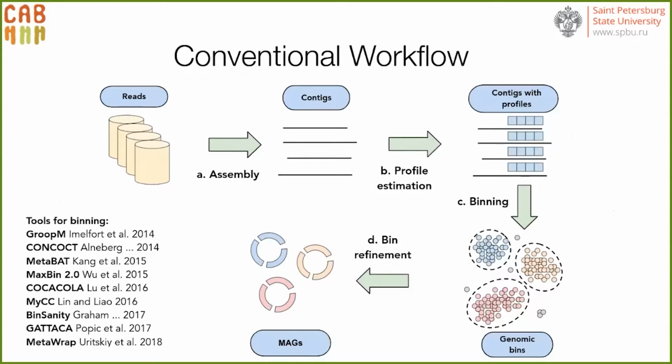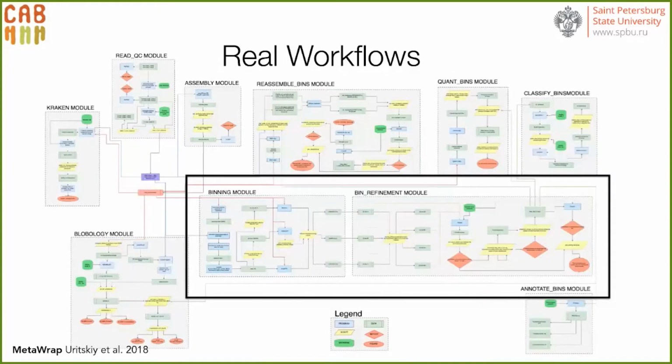The conventional MAG reconstruction workflow looks like this. First, we obtain a whole genome shotgun sequencing sample or series of samples of microbes from their host environment, generate a combined assembly of the sample, and split the contigs from this assembly into bins using information such as coverage profiles or TNF distance. Then these preliminary bins are somehow refined to produce more accurate and complete MAGs. In reality, modern workflows such as MetaRep are considerably more complex, and bin refinement modules in these workflows are based on combining results from multiple binning tools.